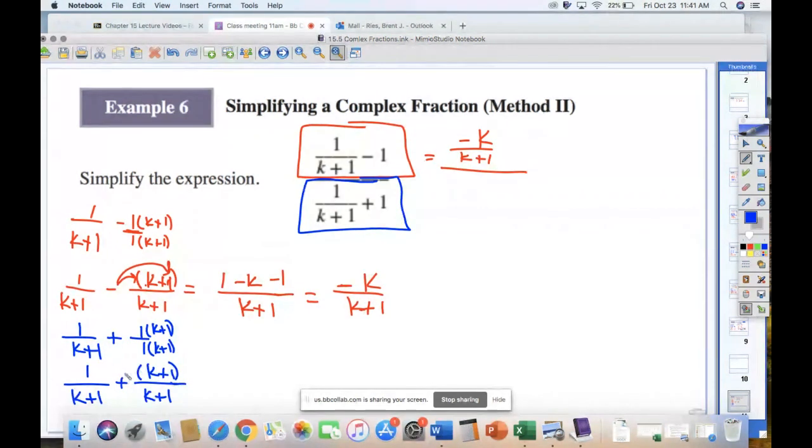That means this grouped becomes k plus 1 on top. Now, this plus sign won't have the same impact as the minus sign did previously. The plus sign isn't going to change the signs. So I get 1 plus k plus 1 over k plus 1, and that equals 2 plus k over k plus 1.